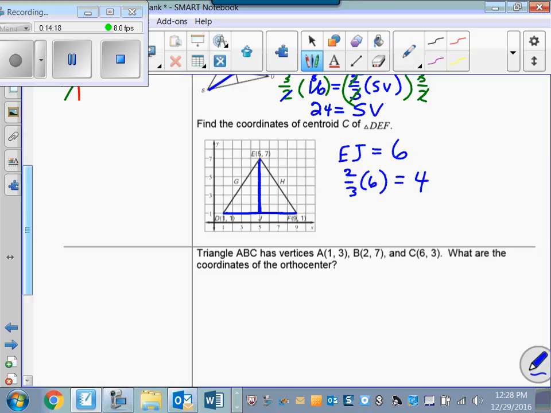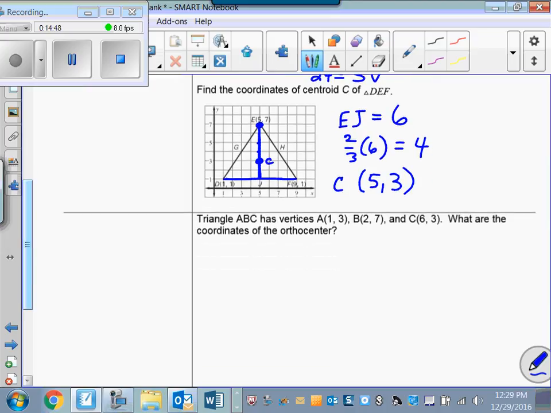So if I just start from this vertex and count down 4, 1, 2, 3, 4, there's my centroid. I'm going to call it C. And what do I need? I need the coordinates. What are the coordinates there? The coordinates are 5, 3. So that was an easy one because I had that vertical line. If the median had not been a vertical line so that I could count, I would have had to use the distance formula to find out how long it is.